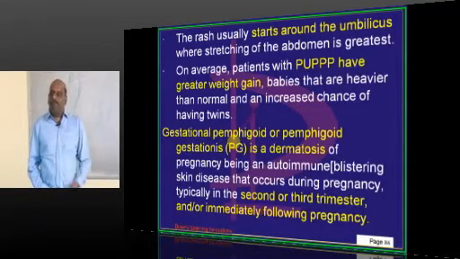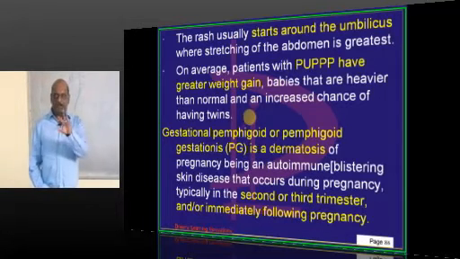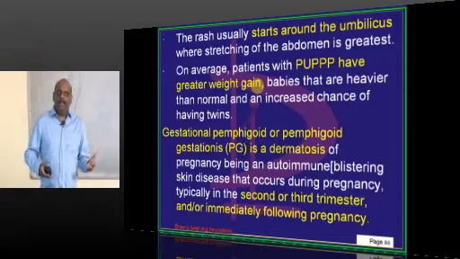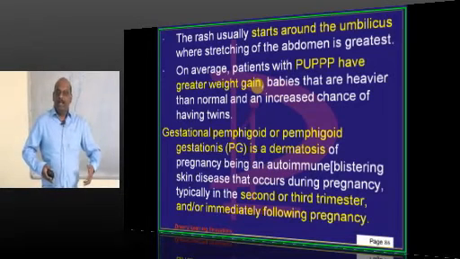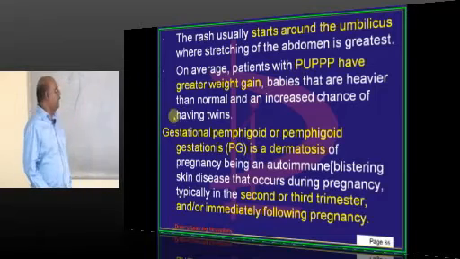What is normal weight gain? It is 11 kgs, across all 3 trimesters of pregnancy put together. Those who get higher weight gain have a higher stretch and a higher incidence of PUPPP. That is a point you need to understand.